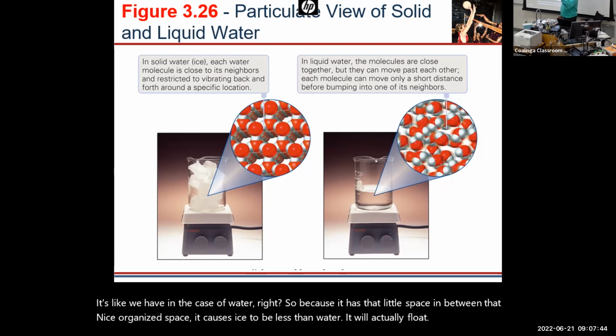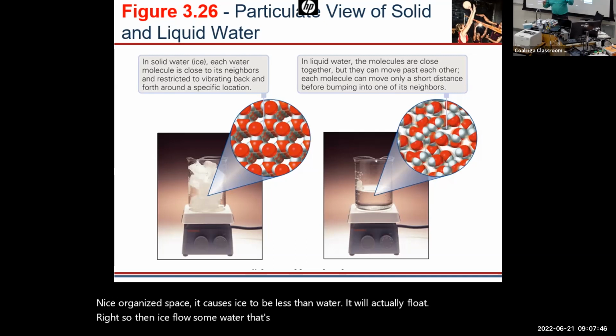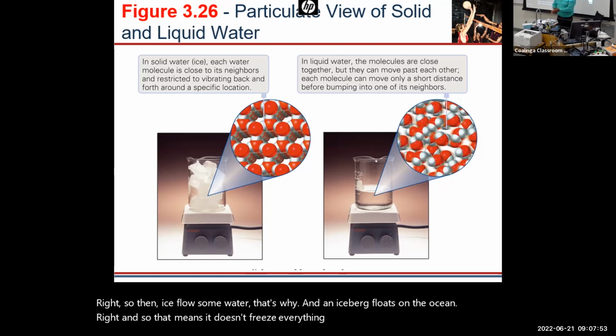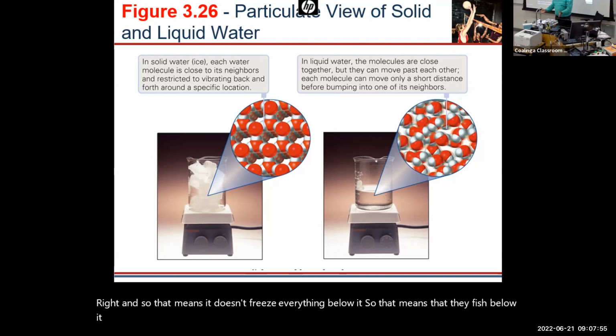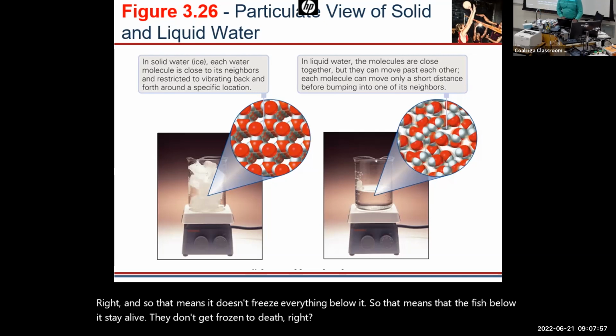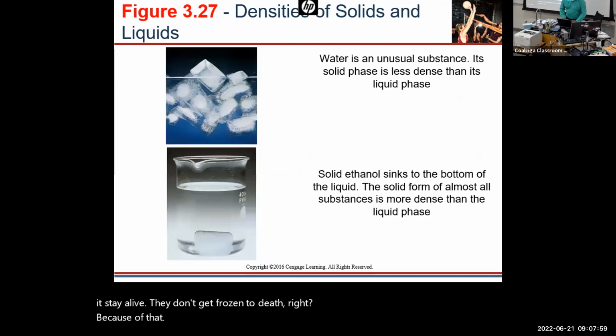So ice floats on water. That's why an iceberg floats on the ocean. And that means it doesn't freeze everything below it, so the fish below it stay alive. They don't get frozen to death, right? Because of that. So this is basically showing you ice floats on water.